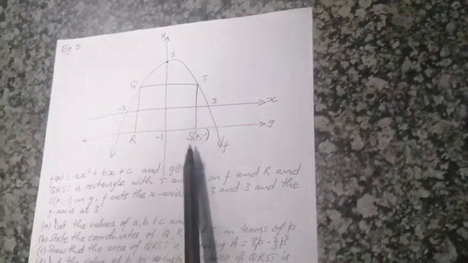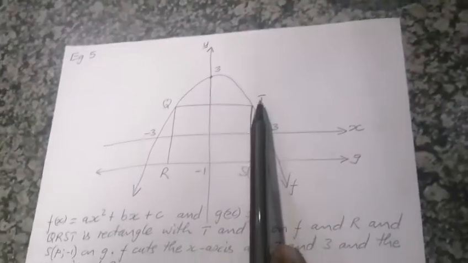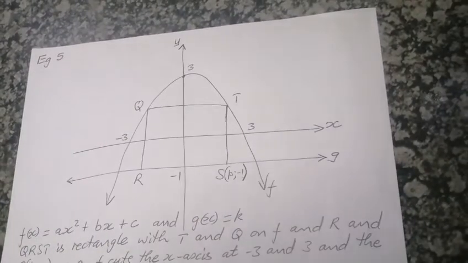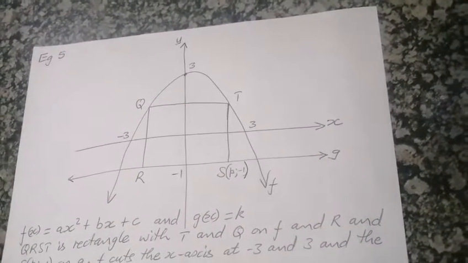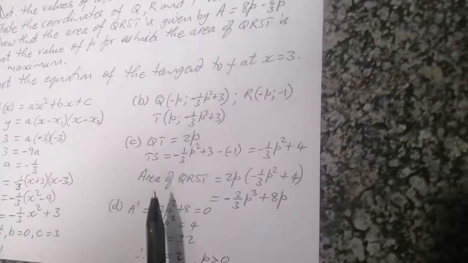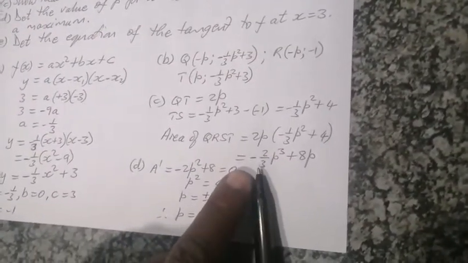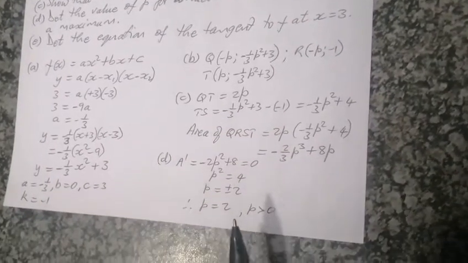change from T to S, which means the Y coordinate at T minus the Y coordinate at S, which happens to be minus P, 1 over 3 P squared plus 3, minus 1 over 3 P squared plus 4. Now, therefore, the area of QRST is length times breadth, which means this times that, which reduces to minus 2/3 P cubed plus 8P. We have shown exactly what they said we should show.